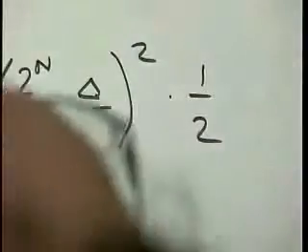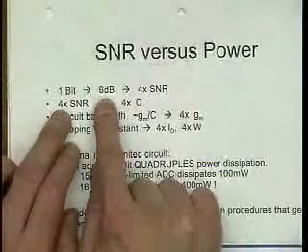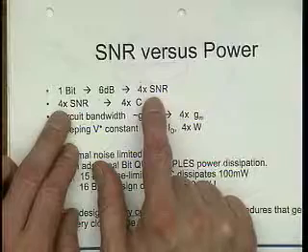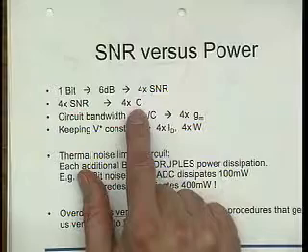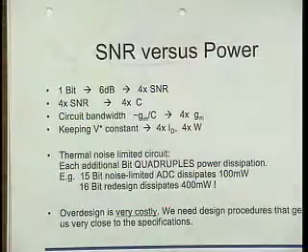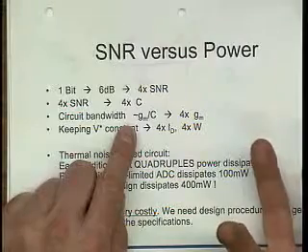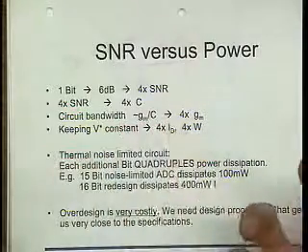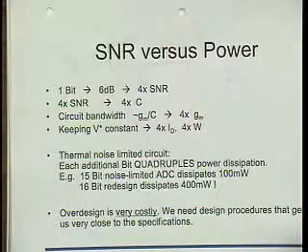Okay, so now we can put this thing together and relate it to power. So 1 bit apparently corresponds to 6 dB, or 4x in the power signal-to-noise ratio. That corresponds to increasing my capacitor by 4x. Now, the bandwidth of my circuit, the speed with which we can operate, is proportional to Gm over C. Right? Consequently, if I want this extra bit, but I don't want to go any slower, what do I need to do to Gm? Well, I need to increase that also by a factor of 4.